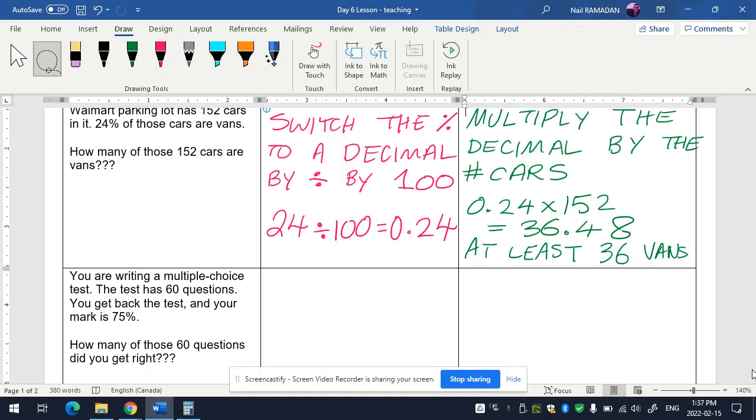Apparently, your mark came back. Your mark is 75%. You're interested in, obviously, how many of the 60 questions did I get right if my mark came down to be 75%. Same thing. This is like just asking, my mark is 24%. How many of 152 questions did I get right? Same idea. So the first thing is what?